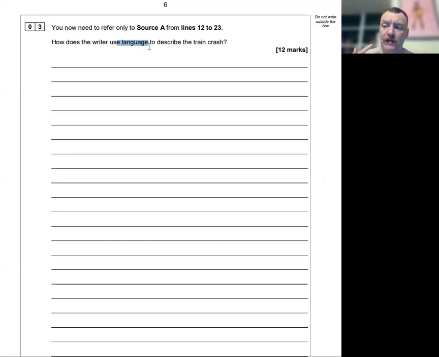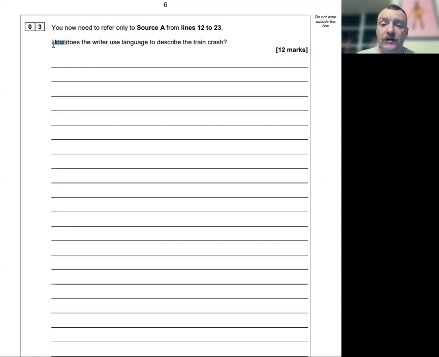Okay, and we're thinking about the effects. The effects are, what pictures do the words put in our mind? What impressions do we get? What do we think? What can we envisage? How can we imagine the train crash? So that comes under the how bit. What are the effects of the words? The pictures that the words put in our minds.